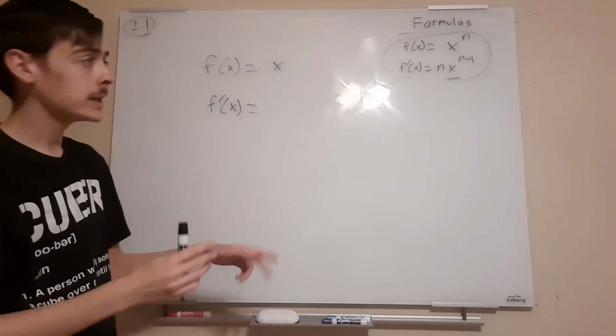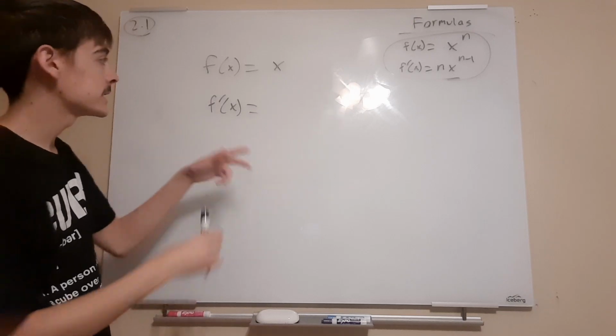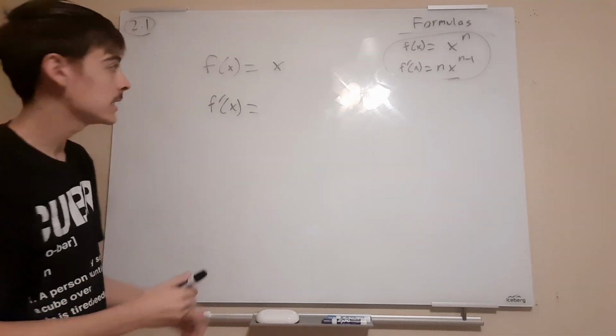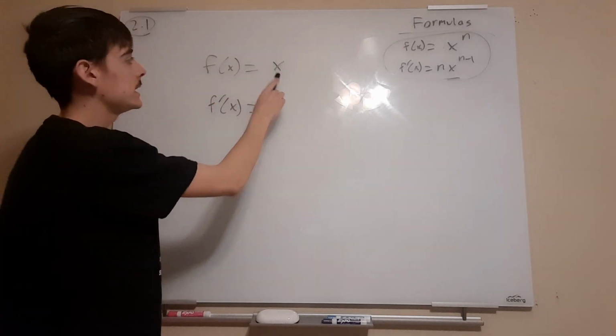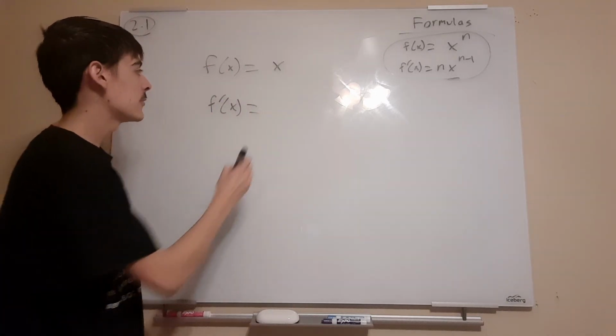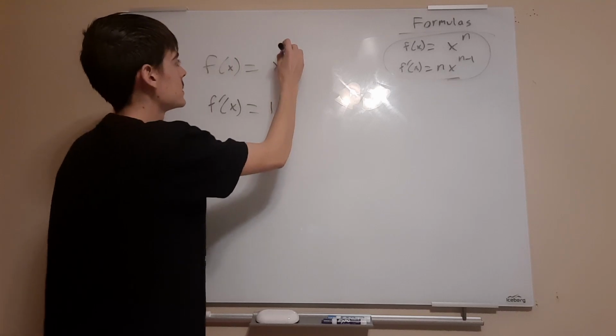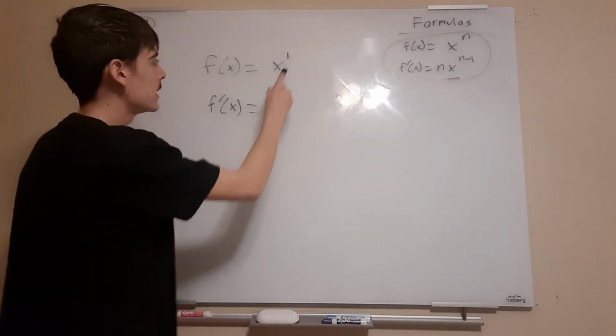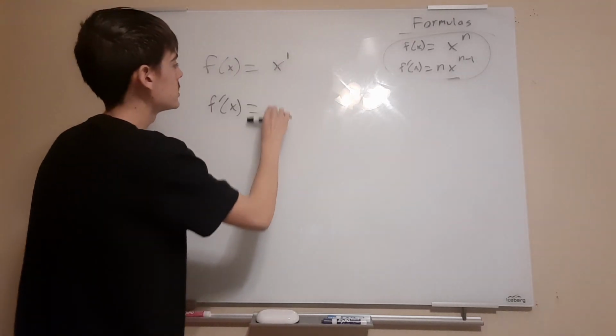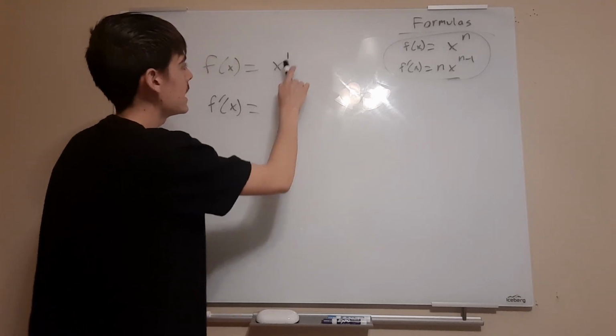And here's a special case for you. It's still using the same formula, but it's kind of a special thing you could just memorize and see on sight. Let's say f of x was to equal x. In this case, f prime of x would equal 1, and here's why. So x is just x to the 1. So if we use this formula, n in this case is 1.